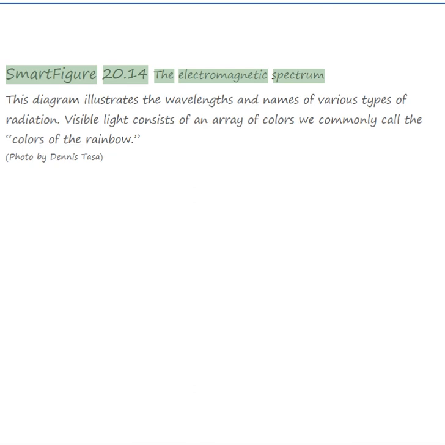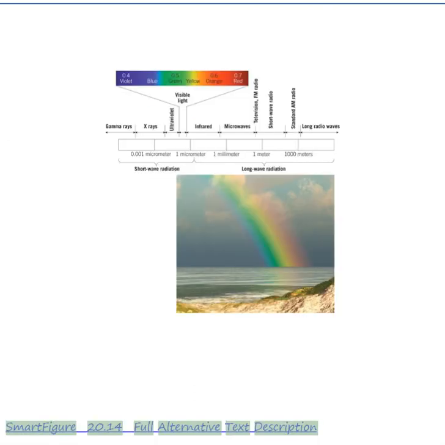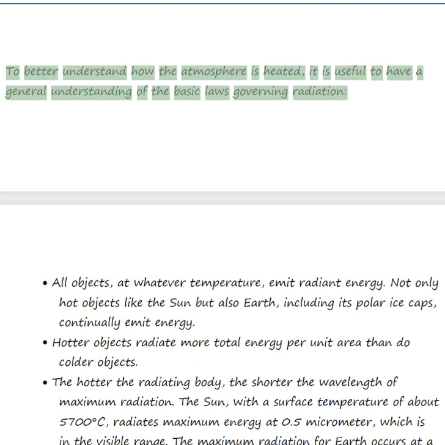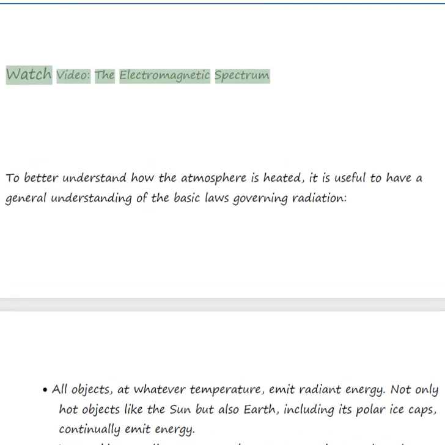Smart Figure 20.14 The electromagnetic spectrum. Smart Figure 20.14 Full alternative text description. To better understand how the atmosphere is heated, it is useful to have a general understanding of the basic laws governing radiation. Watch video, The Electromagnetic Spectrum.